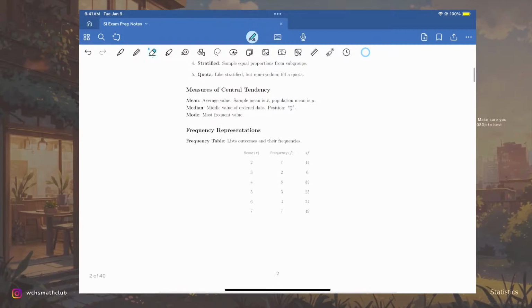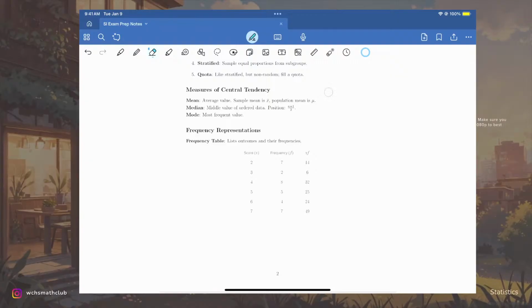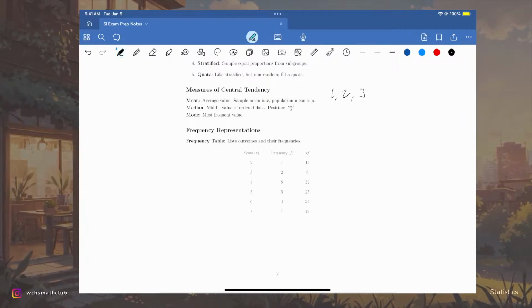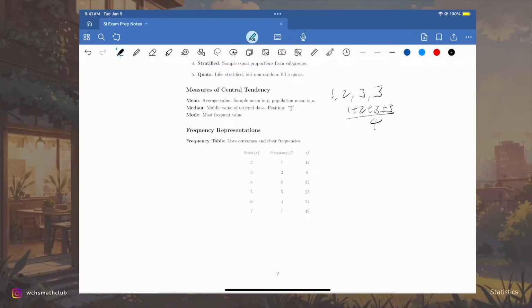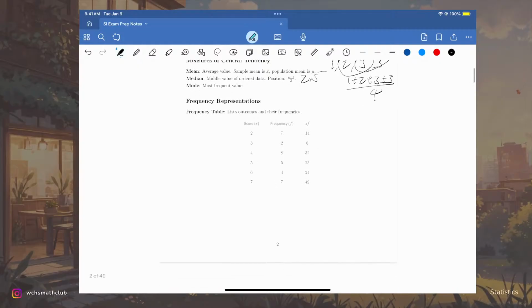That's the central tendency. These are the mean, median, mode. Mean is the average value. Say if we have 1, 2, 3, 3, the mean would be 1 plus 2 plus 3 plus 3 over 4 to get the average. The median would be the middle one, so it'd be between these two, or 2.5. And then the most frequent value would be 3, as there are 2 3s.